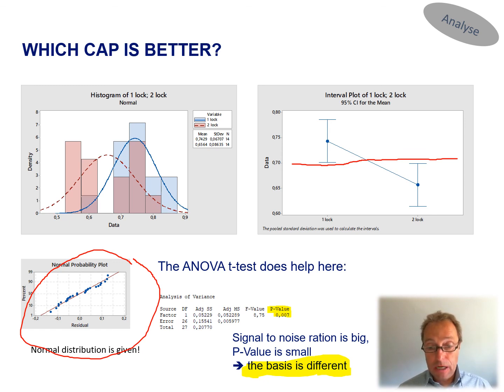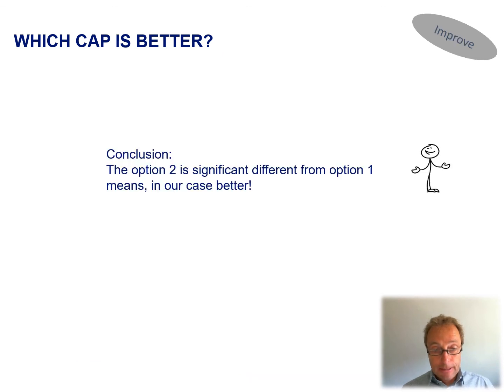This is the output we see here, and what we can calculate, and what we now not only hope and think, now we know, at least to 95%. So the final conclusion is that option 2 is significantly different from option 1. Meaning in our case, option 2 is better.